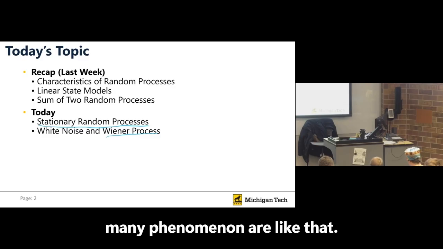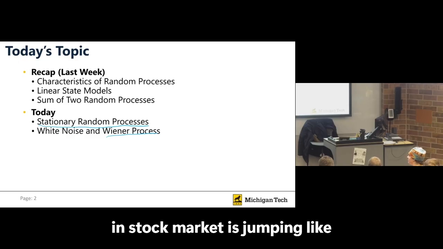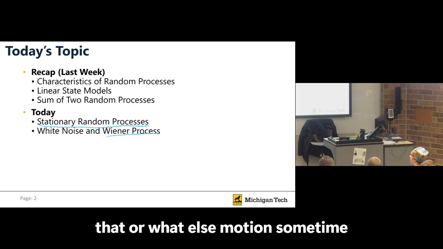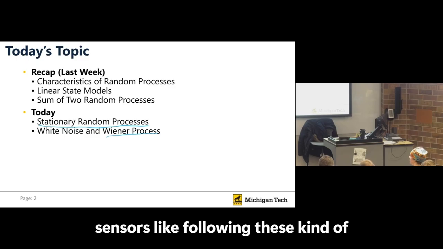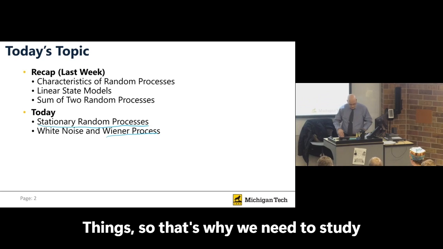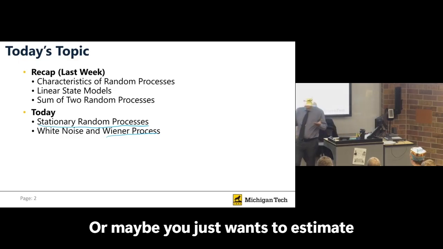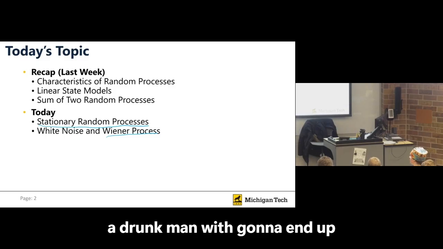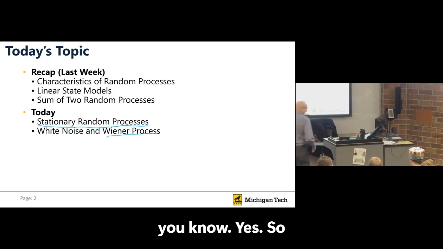Why is it important? Because so many phenomena are like that. For example, the price in a stock market jumps like that. Sometimes in motion, the noise that you have, like noise coming from sensors, follows this kind of distribution. So that's why we need to study them a lot. Or maybe you just want to estimate where a drunk man is going to end up after 10 steps if he moves like that. This is another application too.